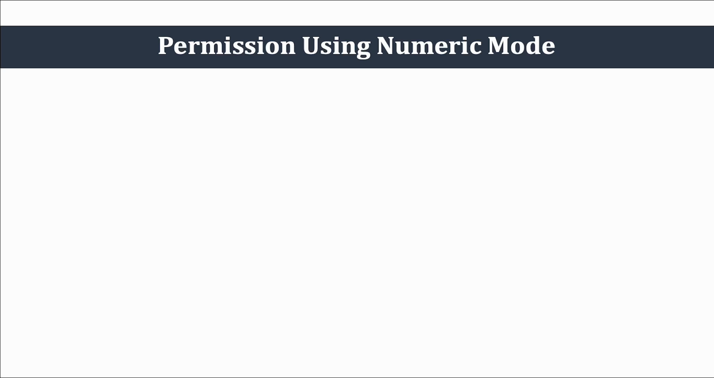Now that you have learned how to assign permissions to files and directories using letters, did you know you could also assign permissions using numerical values? Yes. Every time you have a file, you can assign permissions to that file or directory using numerical digits. And how does it work?